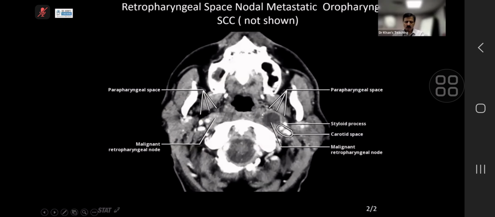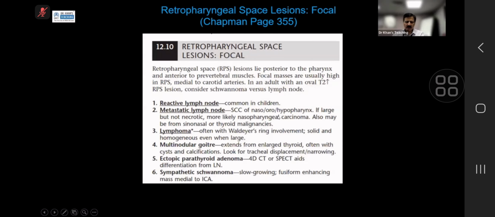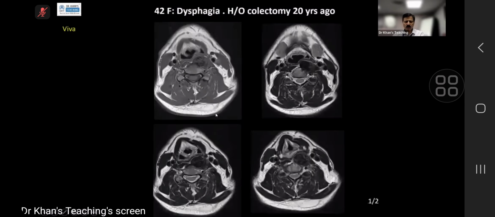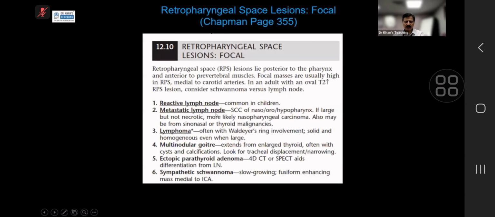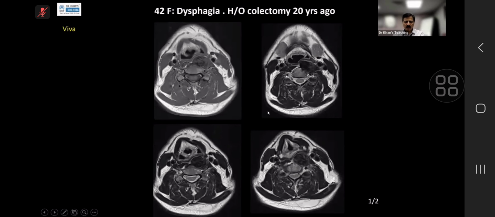Right. So, of course, in the retropharyngeal space, there can be lymph nodes, etc. These are from your Chapman. There is a differential diagnosis of retropharyngeal focal masses. Most common is lymph node, of course. And then there will be, of course, diffuse abnormality, which was that effusion type of example. Okay, candidate 2.